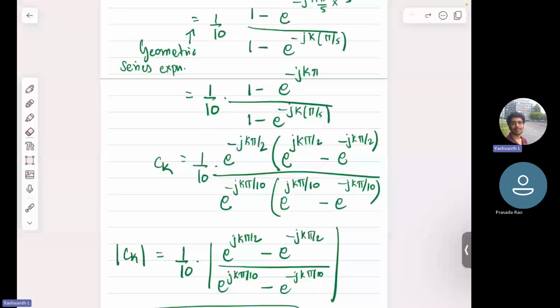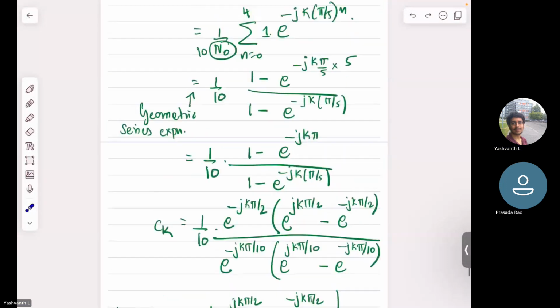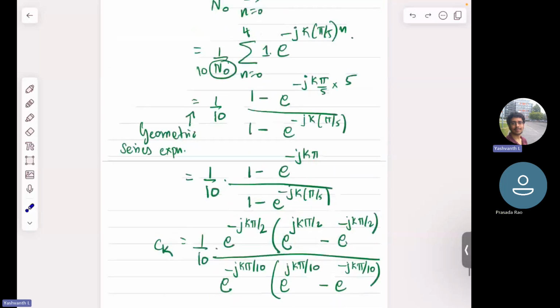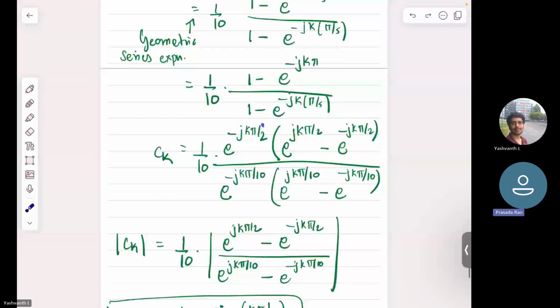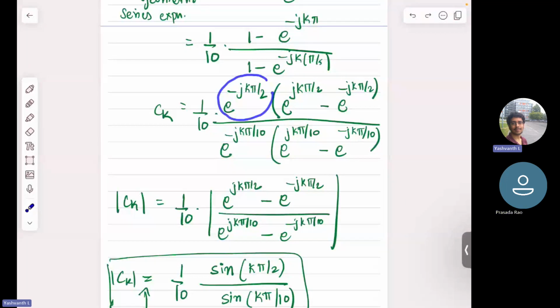What is the exact doubt? So this e to the power of j k pi by 2, it's 1, sir. But how e to the power of j k pi by 10 will be 1? No, it is not 1. Where did I say it is 1? I did not say this. This one, sir: Ck is equal to 1 by 10. You have taken common from both numerator and denominator, then how will it be cancelled? See, I have e power minus jk pi by 2 and e power plus jk pi by 2, so they will cancel to give 1.